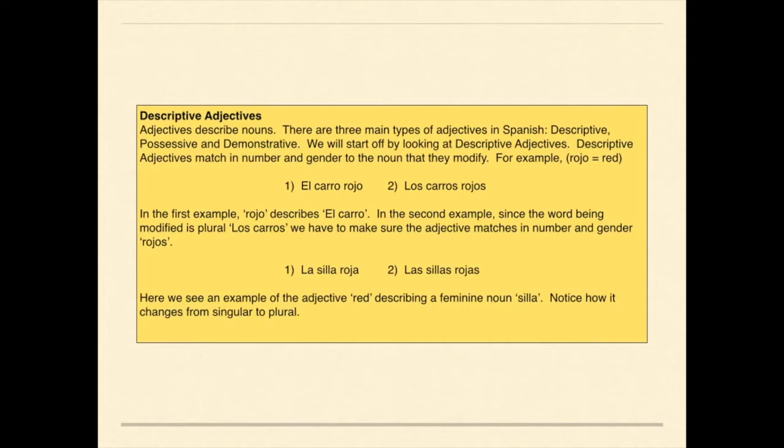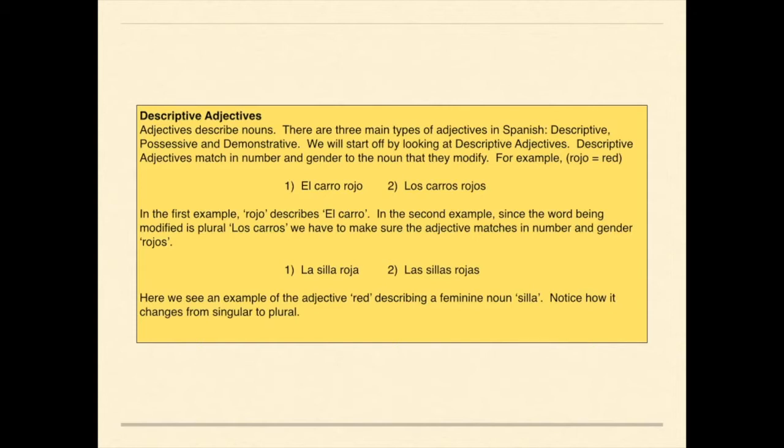Descriptive adjectives match in number and gender to the noun that they modify. Let's take, for example, the adjective rojo, or red. In example number 1, we see el carro rojo. We'll note a couple of things. That, first of all, el carro is masculine and it is singular. Alright, moving along to example 2. Los carros rojos. Notice how rojos matched in number and gender to the noun that it was modifying.